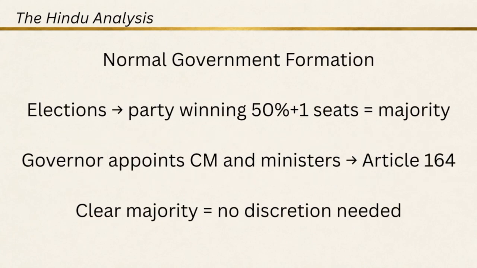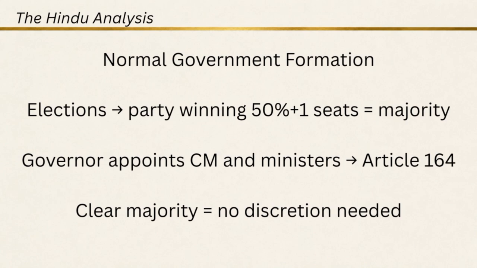First, let us understand how a government is normally formed. After an assembly election, whichever party wins more than 50% of the total seats, that is 50% plus 1, is said to have a majority. The governor then appoints that party's leader as chief minister. The CM and other ministers are appointed by the governor under Article 164 of the Constitution. In a normal situation where the majority is clear, the governor has no discretion. He simply appoints the majority leader.